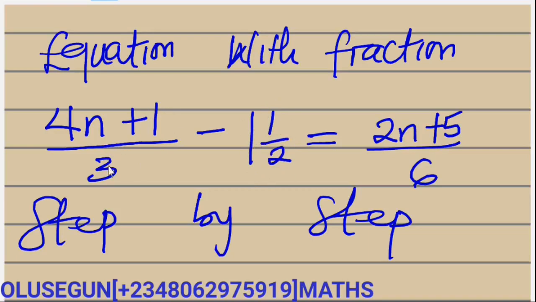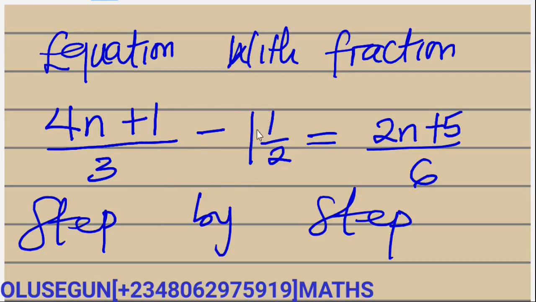So after turning to improper fractions, you will find the LCM. It is the LCM that you are going to use to make this equation become linear. After you turn this equation to linear, you will collect the like terms. After collecting the like terms, you now make n the subject of the formula. So let's start solving this question.